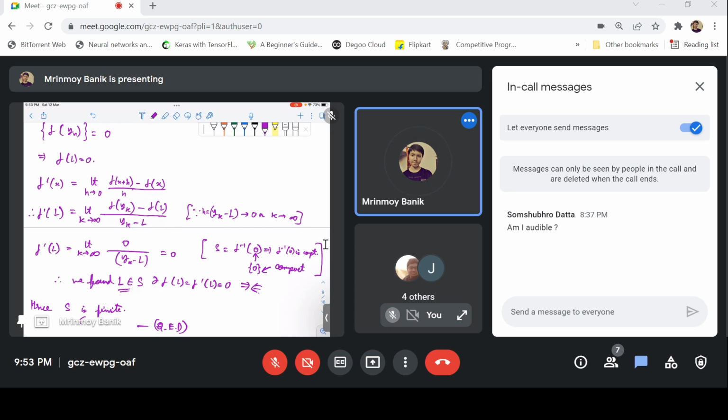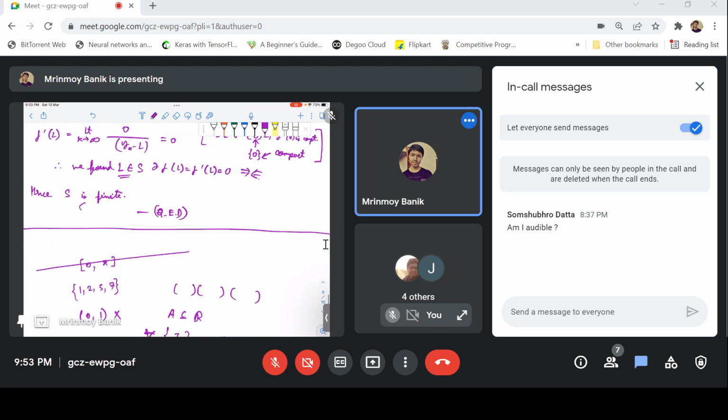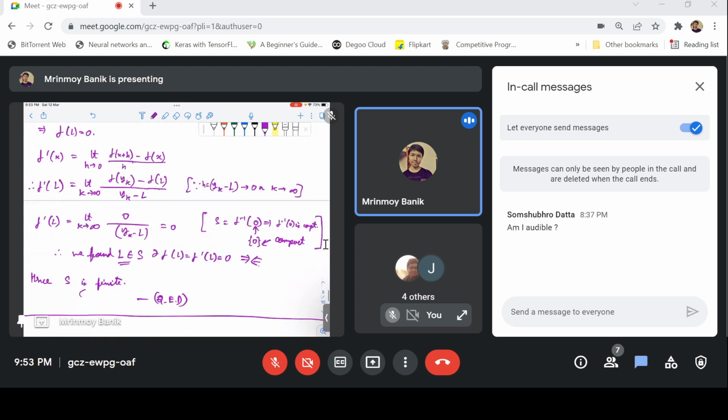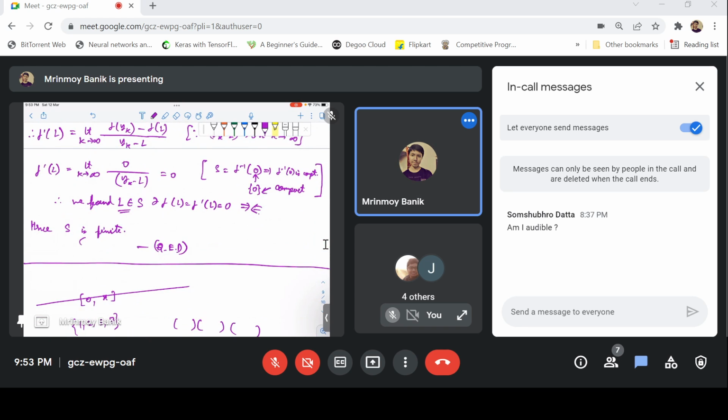And compact implies bounded, closed and bounded. Closed and bounded implies every sequence has its limit inside that same set. So L has limit in S, since S is a closed and bounded set, since S is f inverse of 0, and since 0 is compact. Okay, so that was a mouthful.